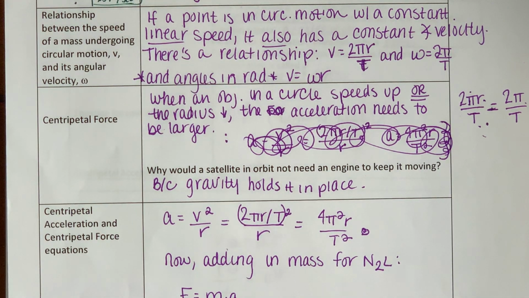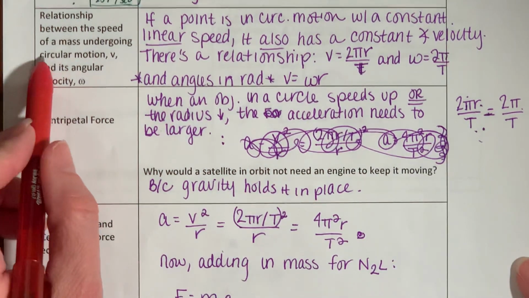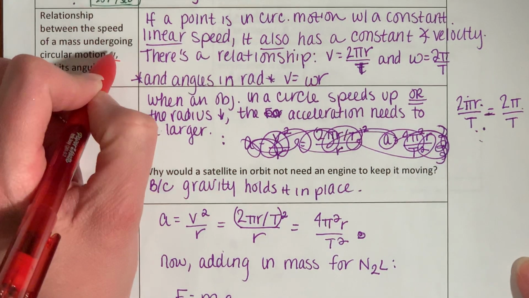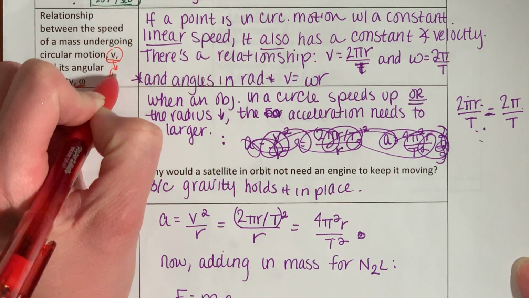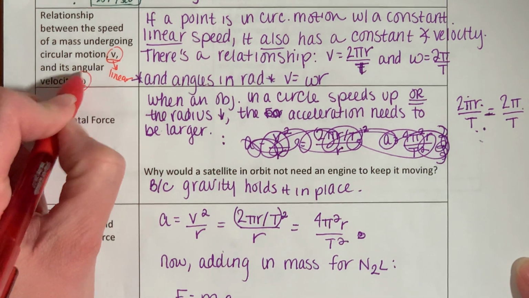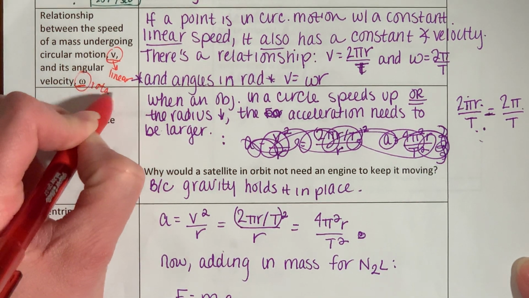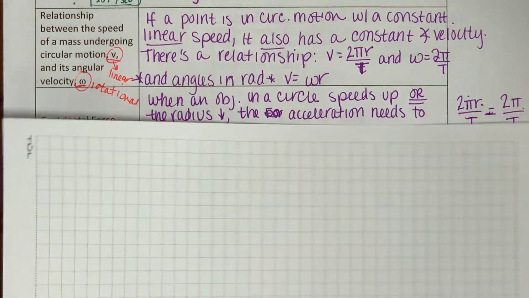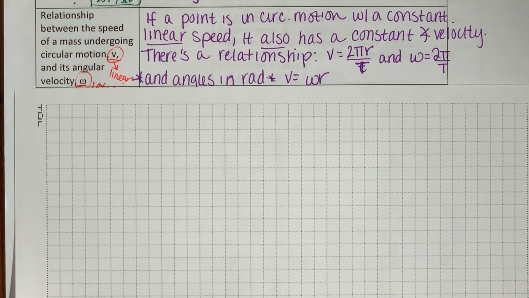there is a relationship between the speed of the mass undergoing circular motion, velocity, and its angular velocity. So this again is linear. This here is rotational. So what is the relationship between the linear velocity and the rotational velocity?